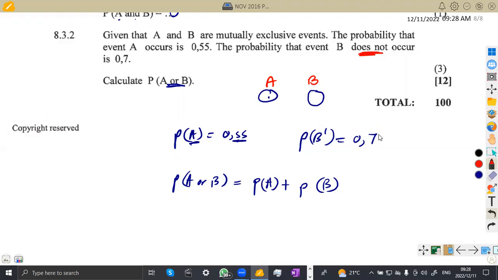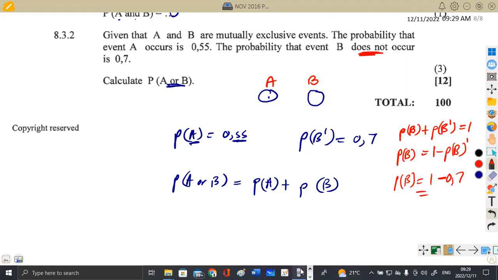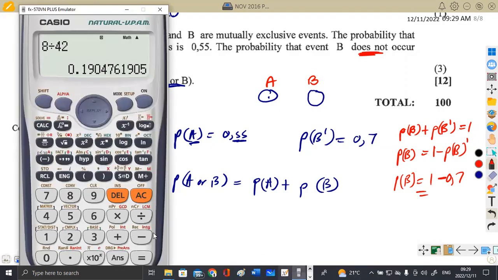So what are we going to do now to find that which is in B? So the probability of what is in B plus the probability of what is not in B, which is B complement, is equal to 1. So using this part, we can say the probability of what is in B is equal to 1 minus the probability of B complement. So the probability of B is going to be 1 minus 0.7, which is 0.3. Okay, or just use your calculator for reference sake. So this is 1 minus 0.7, which is 0.3.